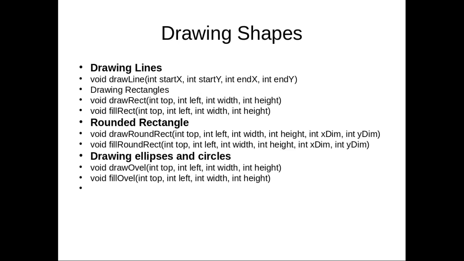See, these are the drawing shapes. For example, if you are drawing a line, this is the method drawLine with start x, start y, end x and end y. That means start x and start y are the x, y point of the starting point of the line, and end x and end y is the ending point of the line.